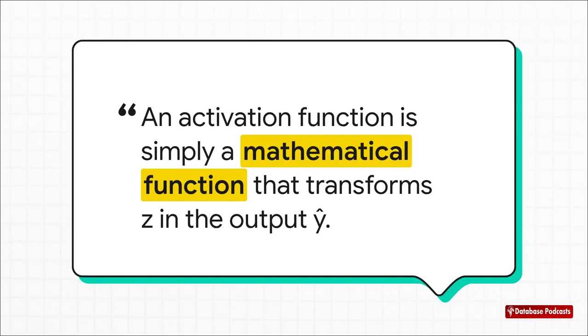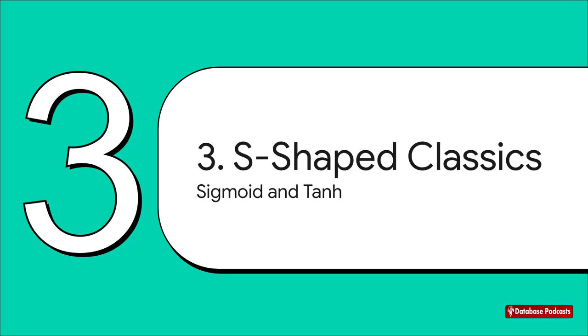And that's the whole thing in a nutshell. It's just a function that takes that intermediate sum, z, and turns it into the final output, which we call y hat. It's a tiny step for one neuron, but it is a giant leap for the network's ability to learn. Okay, so what do these functions actually look like? Let's take a quick tour of some of the most common ones, starting with the classics, the ones that really shaped the early days of deep learning.